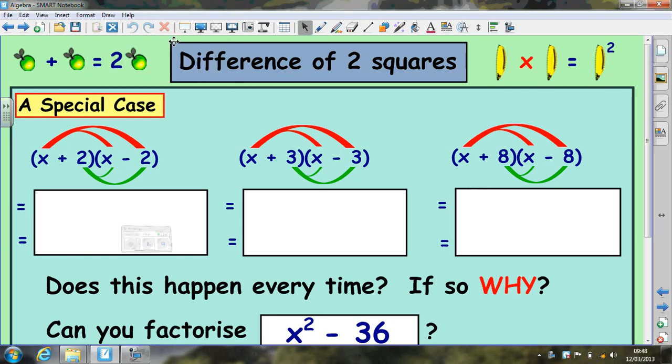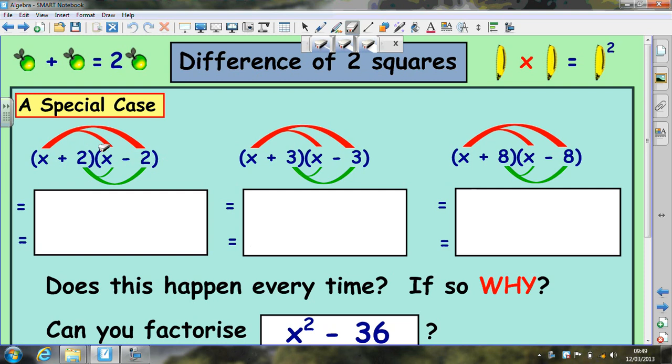We've already looked at multiplying out double brackets, and when you multiply out double brackets, what you normally end up with is a trinomial. You have three terms in it, tri standing for three, for example triangle, trident, triple, and so on. So you usually end up with an x squared term, an x term in the middle, and a number value right at the end. But this is a special case we're going to look at, called the difference of two squares.